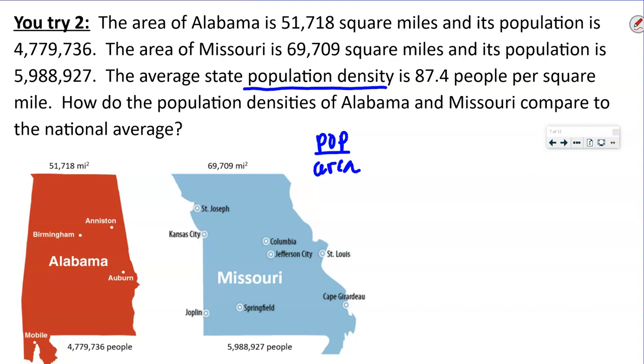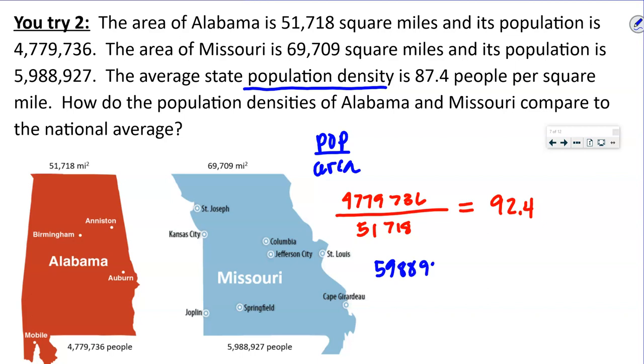So for Alabama, we have our population, which was 4,779,736, and we're going to divide that by our area, which is 51,718. So for Alabama, I got 92.4. And then for Missouri, we had 5,988,927 over 69,709. Divide those, and we got 85.9.